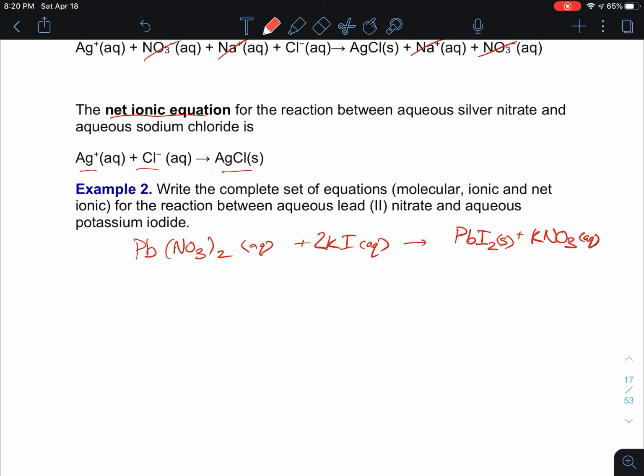There's a 2 here. I need to slide that over to give myself a little bit more space and put a 2 there as well. Okay, so this is the molecular equation.